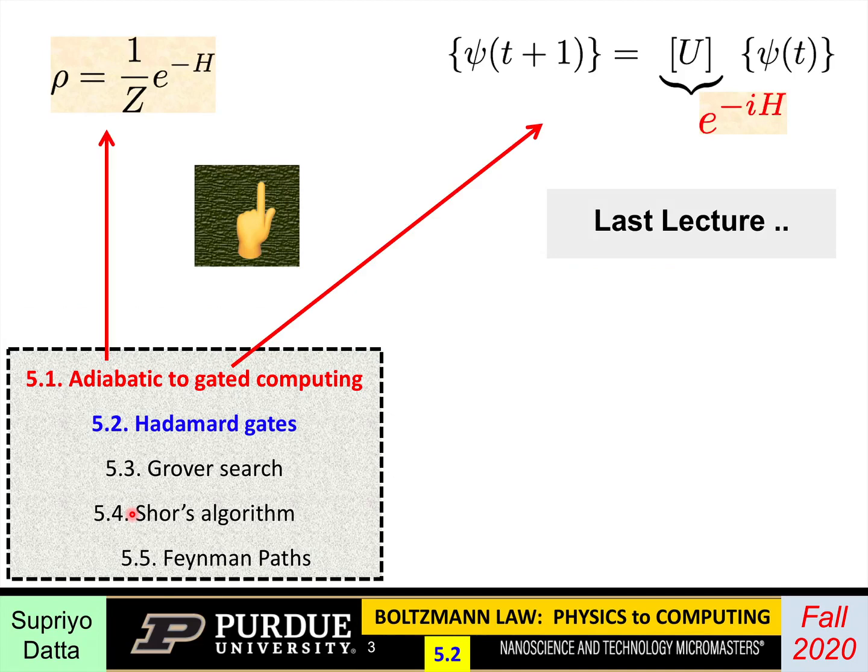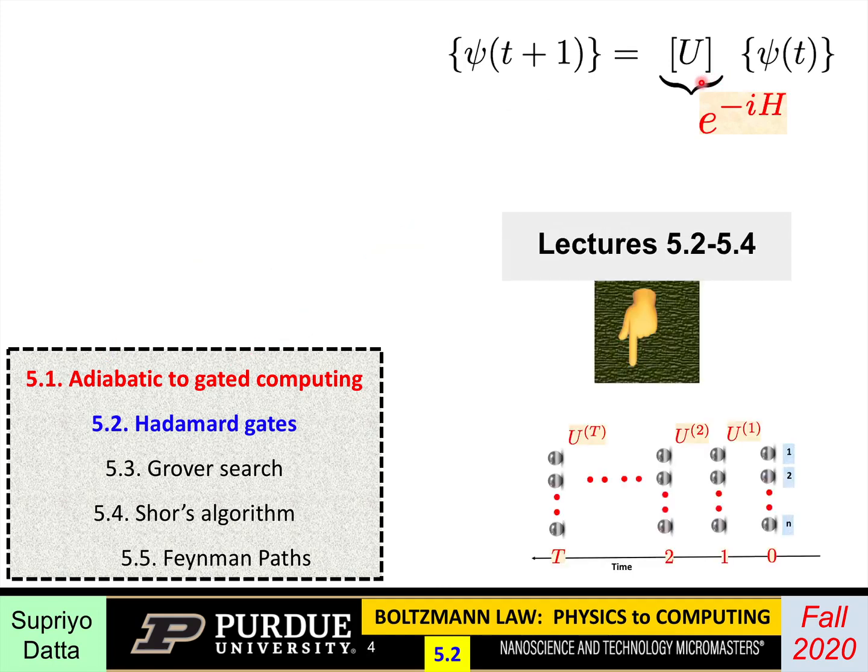Now, in the last lecture, we outlined this transition from adiabatic quantum computing to gated quantum computing. Last week, we were generally talking about quantum systems in equilibrium described by this density matrix, whereas we are now going to talk about isolated systems, and these systems can be described by a wave function. We don't quite need the density matrix. It can be factorized into these wave functions, and these wave functions evolve in time according to quantum gates.